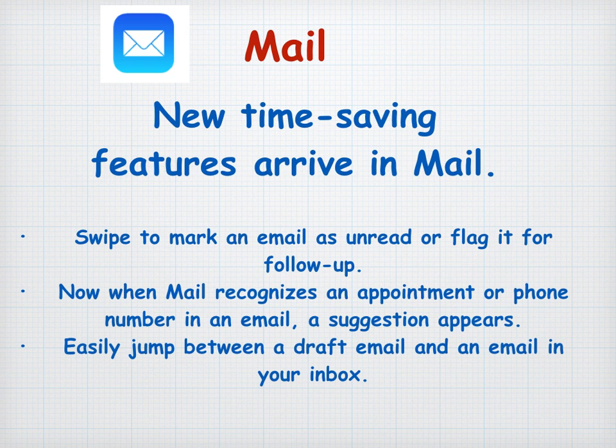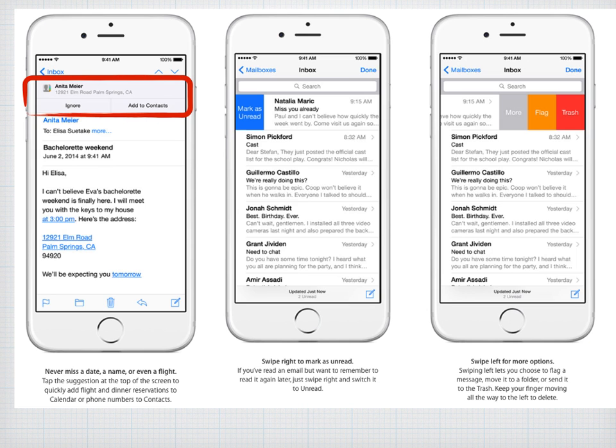Mail in iOS 8 has become a whole lot smarter with all sorts of new time-saving features. If an email contains important new information like appointments, names, or phone numbers, a suggestion appears at the top of the screen, so you can add the information to your contacts list or your calendar.